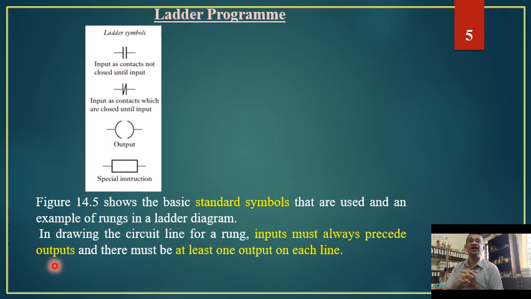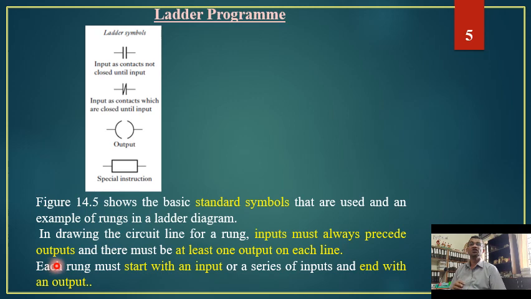And there must be at least one output in each line. So every rung must mandatorily have one output. Each rung must start with an input or a series of inputs and end with the output. So first of all the inputs have to come, only then the output has to come.